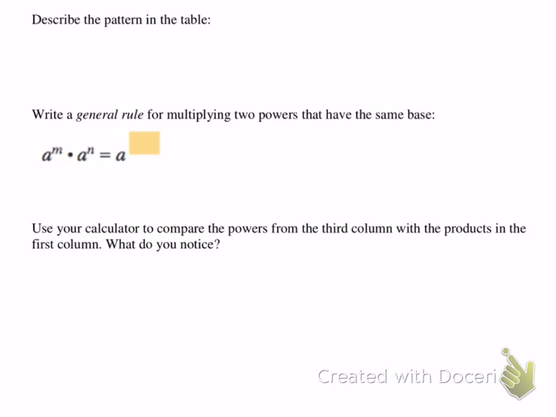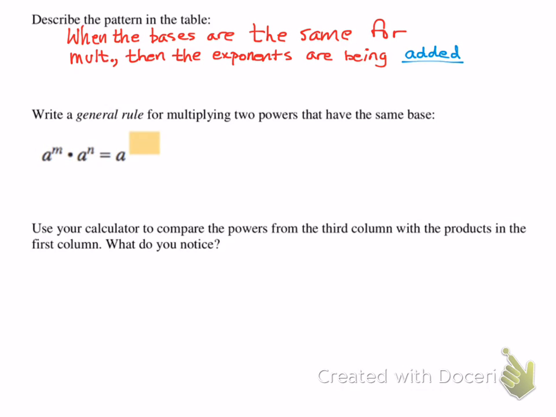From the pattern, what it seems like, when we have the same base, we add the exponents, right? So when the bases are exactly the same for multiplication, then the exponents are being added. So if you look at this general rule right here, a to the m power times a to the n power, my bases are the same, so that a doesn't change. Now I get a to the m plus n power.